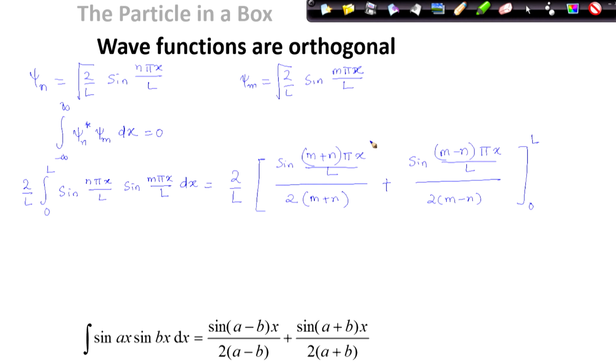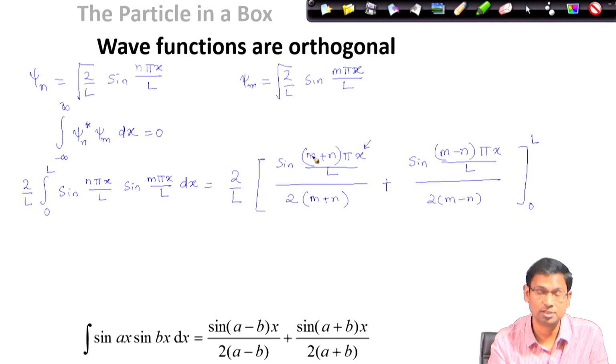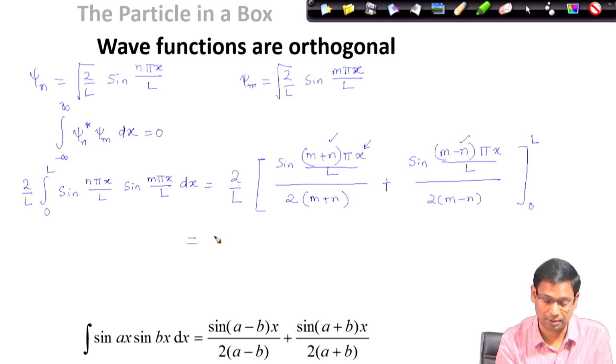At x equals L, you would see that this function becomes sin of (m plus n) pi, which is sin of an integer multiple of pi, since m and n both are integers. So, m plus n is also an integer, therefore this is sin n pi, which is 0, and m minus n is also an integer, so this function also is 0 at x equals L. At x equals 0, it does not matter what the values of m and n are, since x is 0, this part becomes 0 and sin 0 is 0. So, at both the limits 0 as well as L, these functions vanish. Therefore, when I evaluate this, I would get 0.